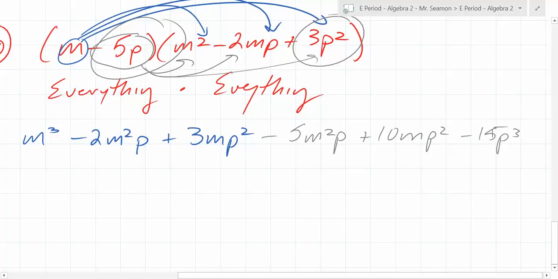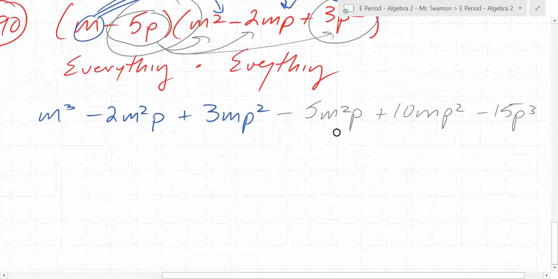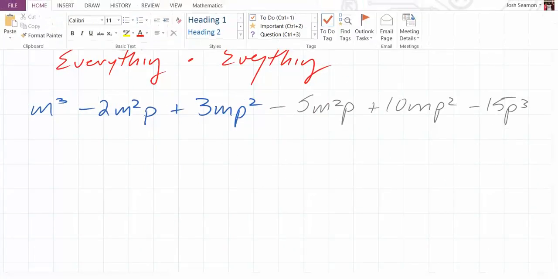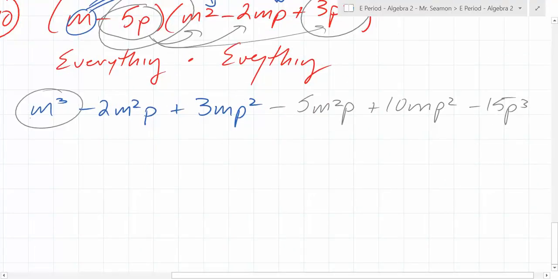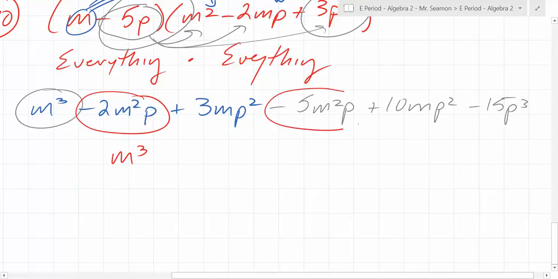Now we're not done. Why? Combine like terms. So let's just go in order here. We have this m cubed. Are there any other m cubes? Nope. There are no other m cubes, so there's nothing to combine. So we have m cubed. Then you have negative 2m squared p. Are there any m squared p's in there? Yeah. So how many are there?